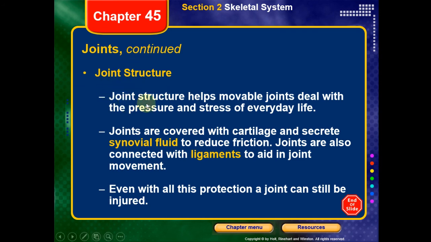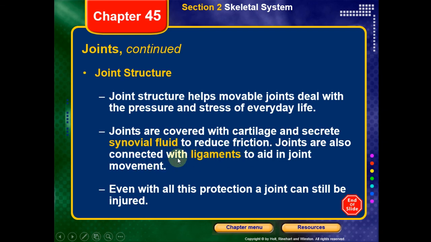The structure of the joints actually helps to deal with pressure and stress. Of course, everyday life is very full of movement. I'm not talking about the lazy boys or the lazy girls. I'm talking about the normal human, whether you are sleeping, awake, whatever. It's not about being active or lazy. It's just normal human. So these joints are covered with cartilage and secrete synovial fluid, which reduces the friction.